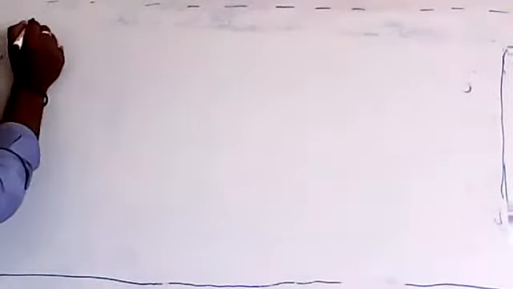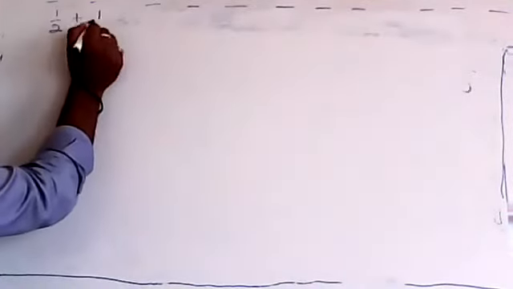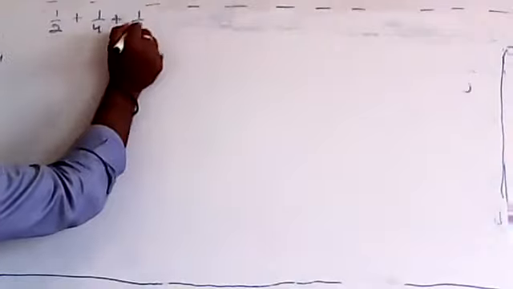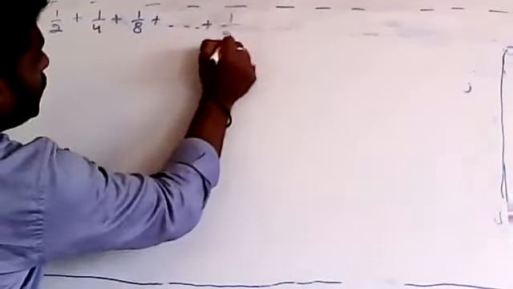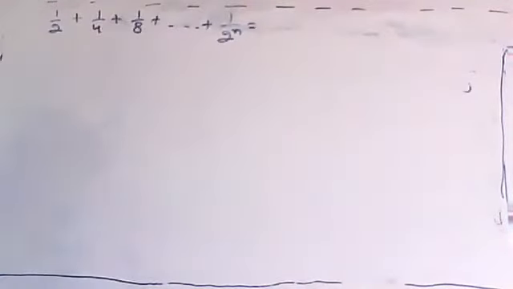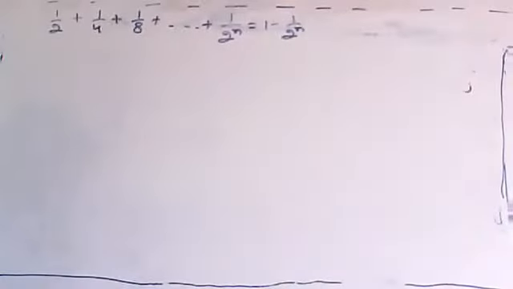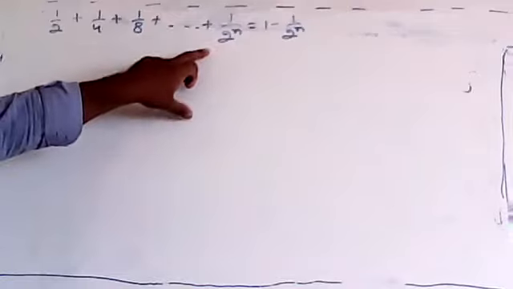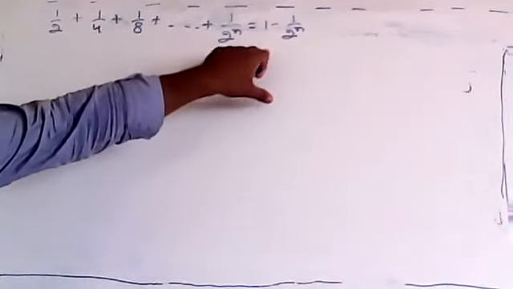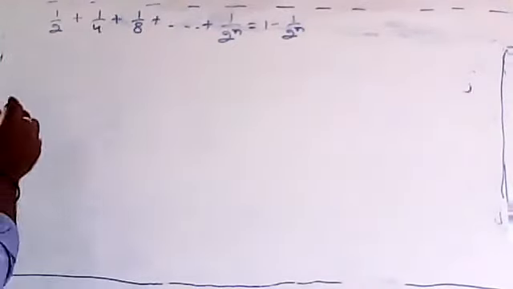Can anyone solve and tell me the answer for this one? Small problem: 1/2 plus 1/4 plus 1/8 plus so on up to 1/2 to the power of n, which is equal to 1 minus 1/2 to the power of n. So the problem is 1/2 plus 1/4 plus 1/8 plus so on up to 1/2 to the power of n, which is equal to 1 minus 1/2 to the power of n. Okay, I'll solve that one.